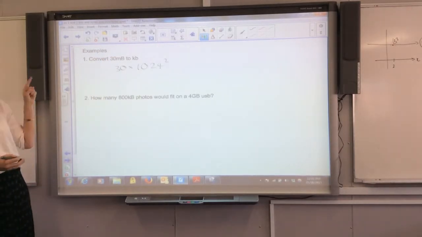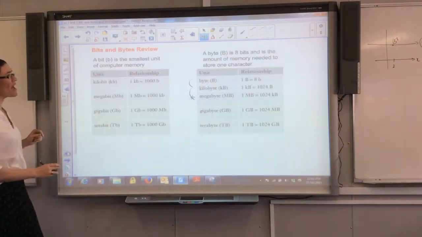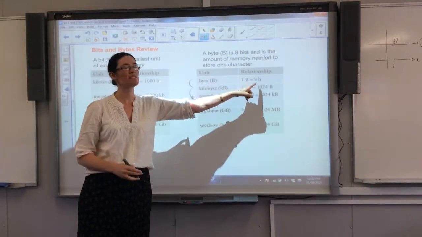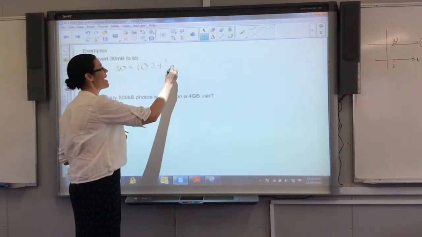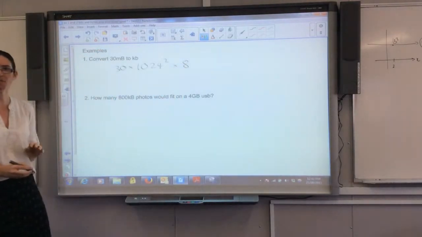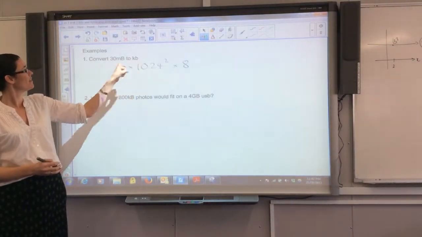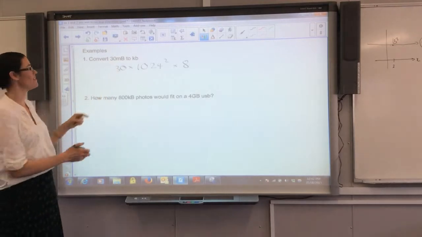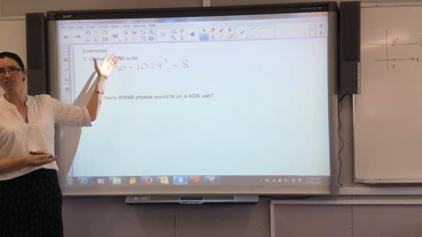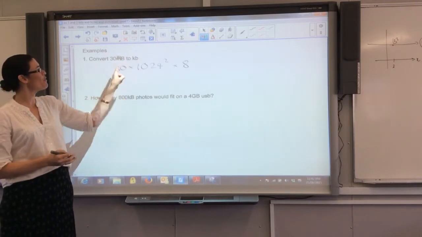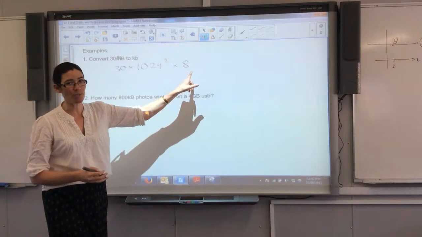Alright, now I want to go from bytes to bits. So if I have 1 byte, it is 8 bits. So I would times by 8. Is everyone with me so far? So I've gone from megabytes, that should have been a capital M, I've just noticed that. That's really bad, because a lowercase m would be metres, which doesn't make sense. So I've converted from megabytes to kilobytes to bytes. I've then converted to bits.